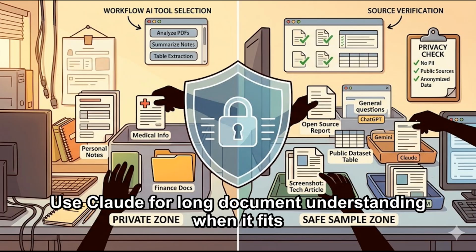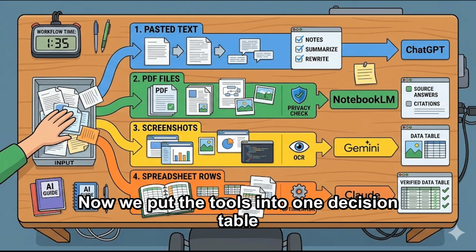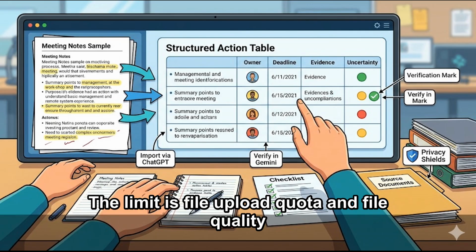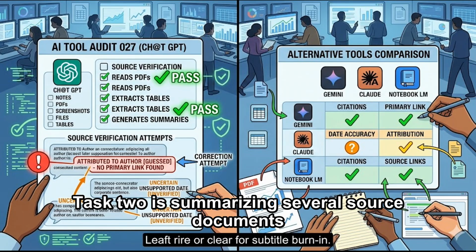Now we put the tools into one decision table. Task 1 is turning one PDF into a checked table. Try ChatGPT or Gemini first. The limit is file upload quota and file quality. The check is row count, total amount, and 3 sample cells. Task 2 is summarizing several source documents. Try NotebookLM first. The limit is source import and citation behavior. The check is whether the answer points back to the actual source.